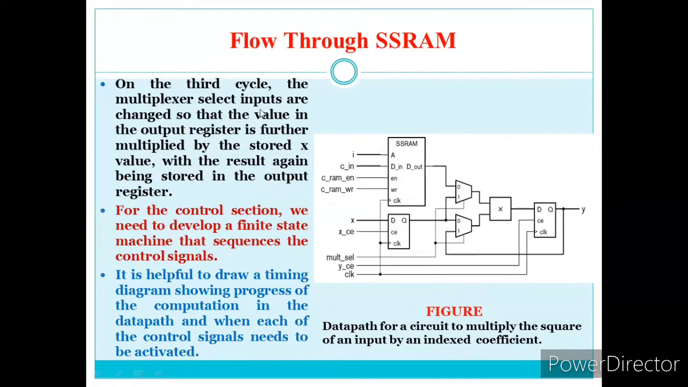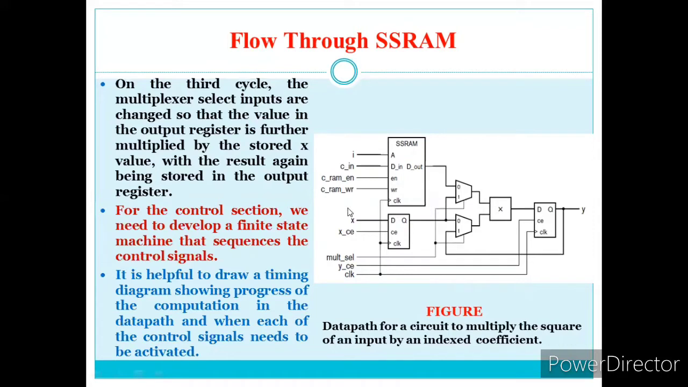On the third clock cycle, the multiplied output comes back to the multiplexer here. The multiplexer select input is changed so that the value in the output register is further multiplied by the stored X. It means that when the select line gets changed, the previous result is multiplied with the new value, that is the value of X, and the result is stored back here. So in total, it takes 3 clock cycles to perform the given operation.